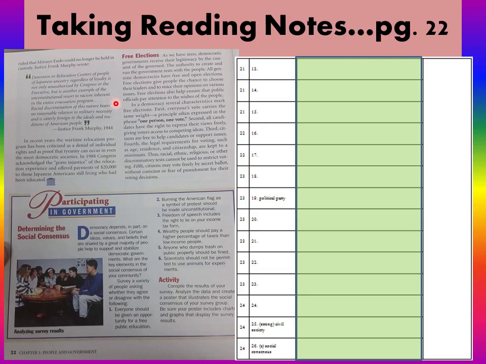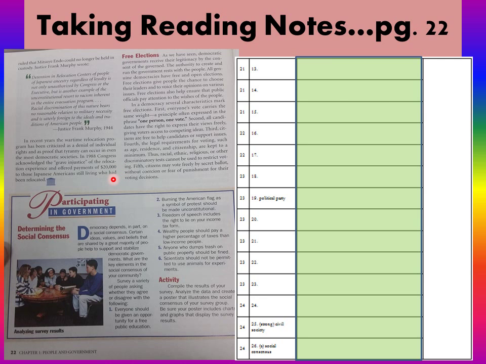Racial discrimination of this nature bears no reasonable relation to military necessity, and is utterly foreign to the ideals and traditions of American people. Justice Frank Murphy, 1944. In recent years, the wartime relocation program has been criticized as a denial of individual rights and as proof that tyranny can occur in even the most democratic societies. In 1988, Congress acknowledged the grave injustice of the relocation experience and offered payments of $20,000 to those Japanese Americans still living who had been relocated.